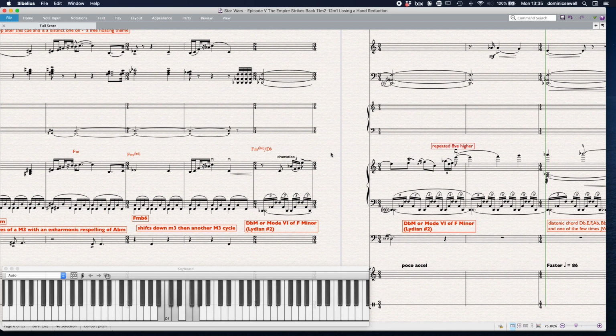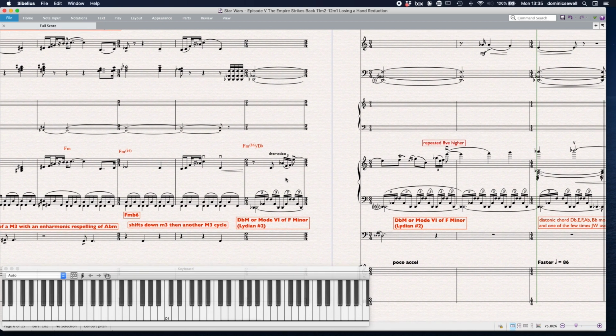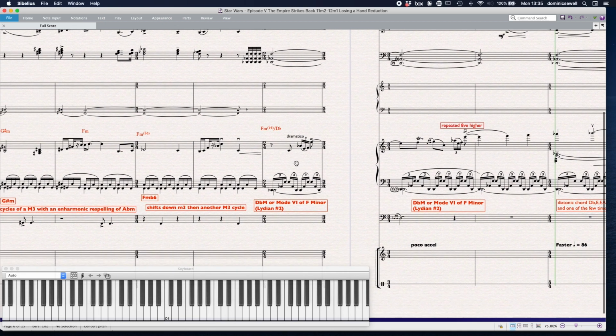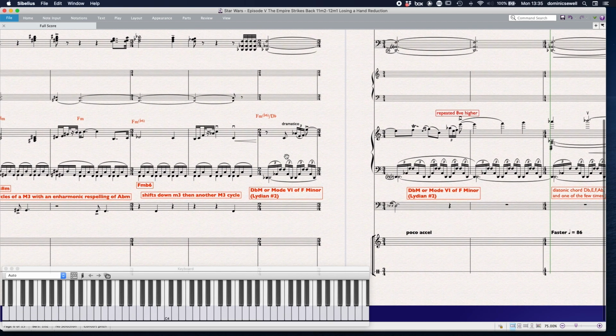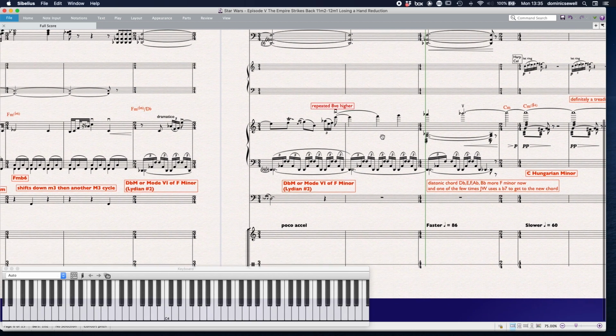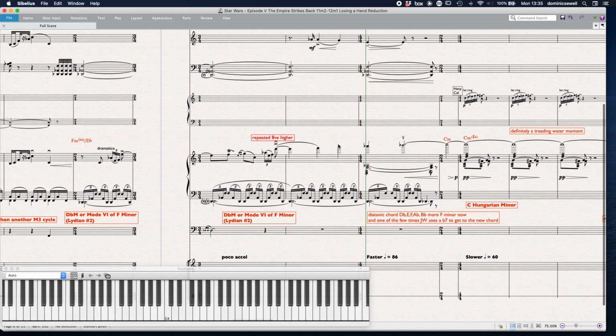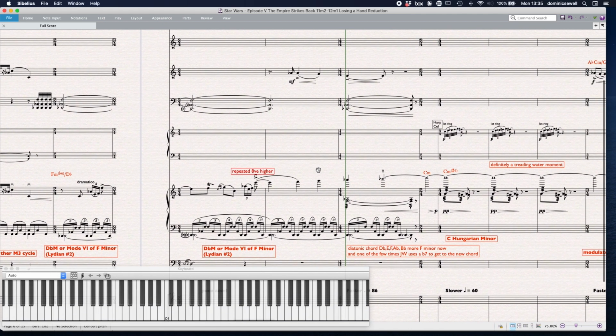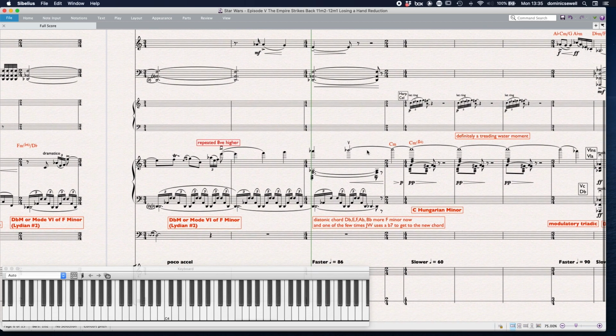Which would be that sort of weird Locrian scale, type of Locrian. Doesn't really matter what you call it, but essentially it's a sort of F minor-ish mode. And then we're gradually led into this. What's interesting here is that he does make it a little bit more diatonic.